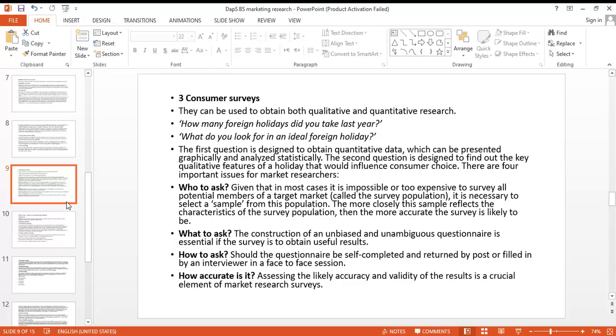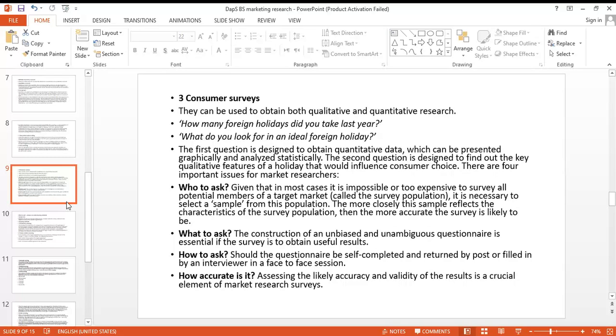So if you're asking questions of the wrong person, for example, you're doing research on the popularity of chocolates among children, but you ask children as well as adults, that's not valid research. You have not asked the right person. So who to ask, what to ask, the construction of the question is very important. It has to be unbiased, it has to be unambiguous, so that people know what answer they are required to give. How to ask means, should the questionnaire be filled out there and then and returned?